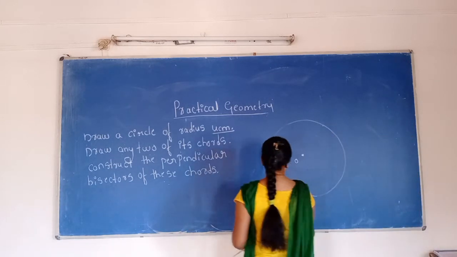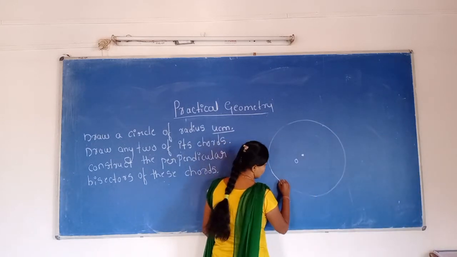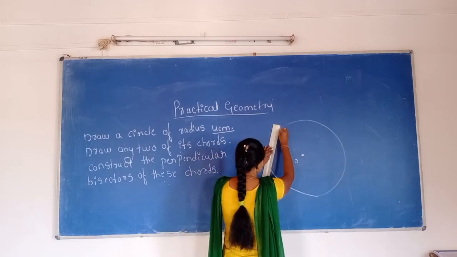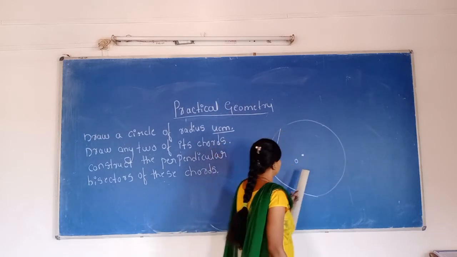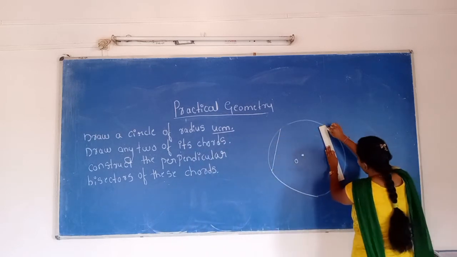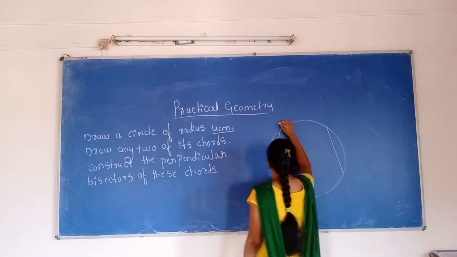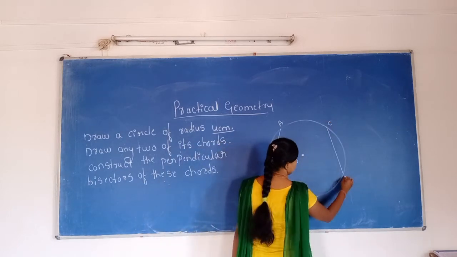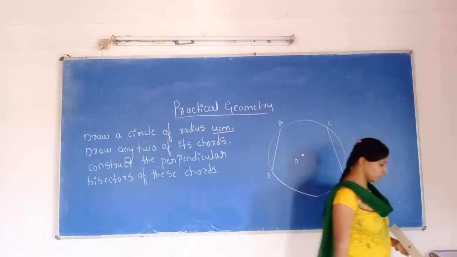Now draw any two chords. You can take anywhere, on any two sides we mark chords. So these two chords, naming this one as A and this is B and this is C and this one is D.